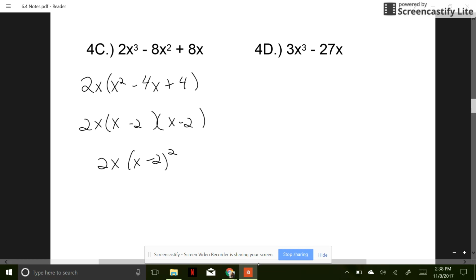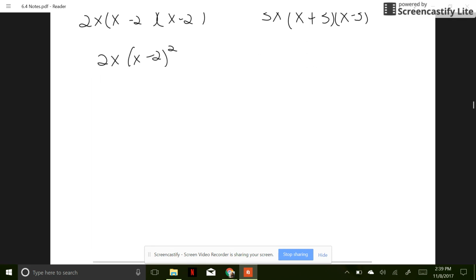4d, common terms we can pull out is 3x. We're left with x squared minus 9. If we want to factor this all the way out, this x squared minus 9 is a difference of squares. We're going to talk about that here in just a second, but it is a common pattern you need to know. We've got two perfect squares and we're subtracting them, the difference of squares. It's going to factor to become x plus the square root of the number and x minus the square root of the number. So that'll become 3x times x plus 3, x minus 3.